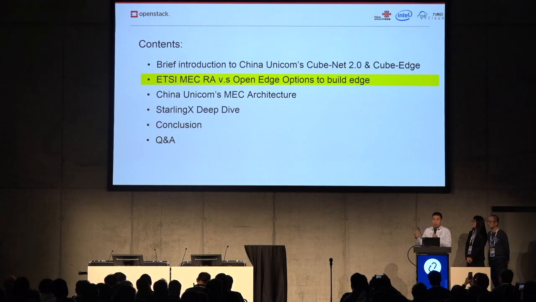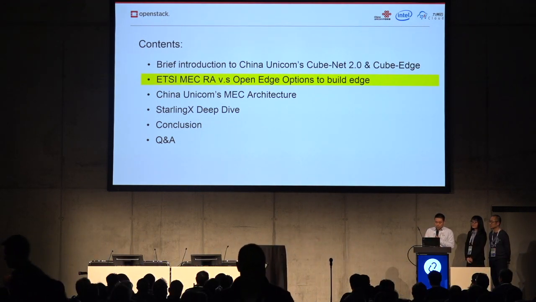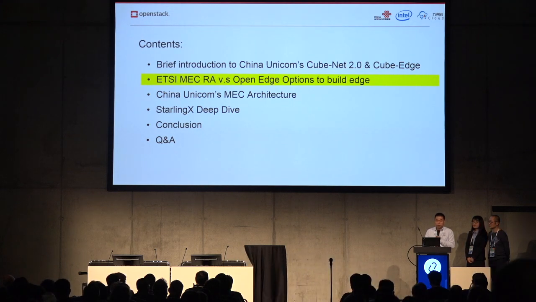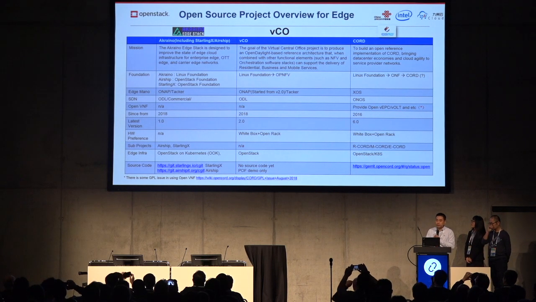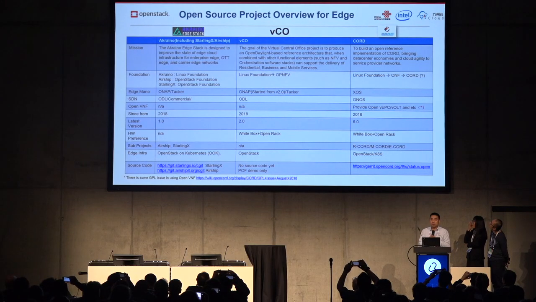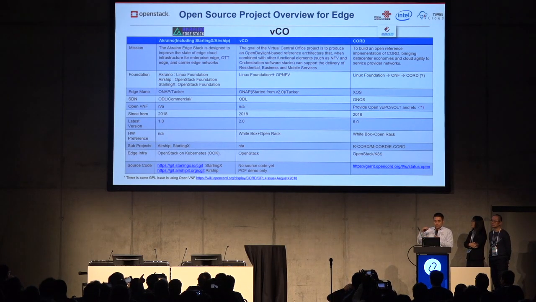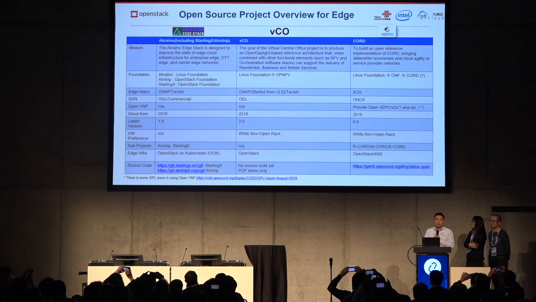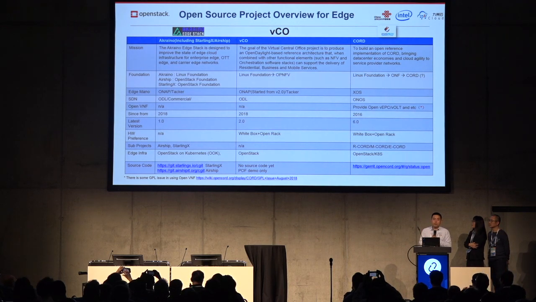So we follow the standard and see what the gap is, what we can get from the open projects, especially the open edge projects, and what we can do based on those projects. There are three open projects related to edge. Those are Akraino, actually announced by the Linux Foundation. And the VCO is also under the Linux Foundation. This morning, Red Hat announced it. It's coming. Maybe there is a code base. And also CORD, C-O-R-D, Central Office Re-Architected as a Data Center. So they have different progress and different missions.